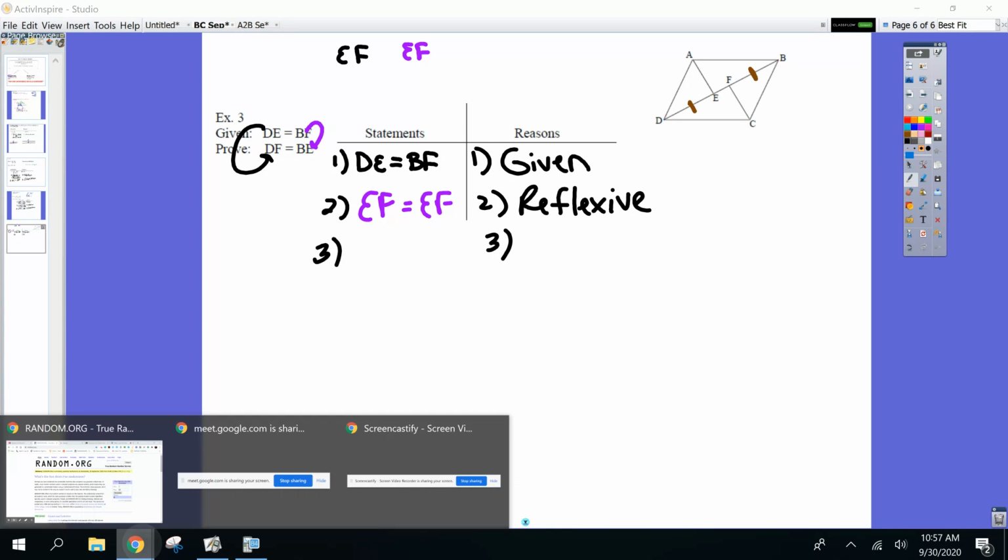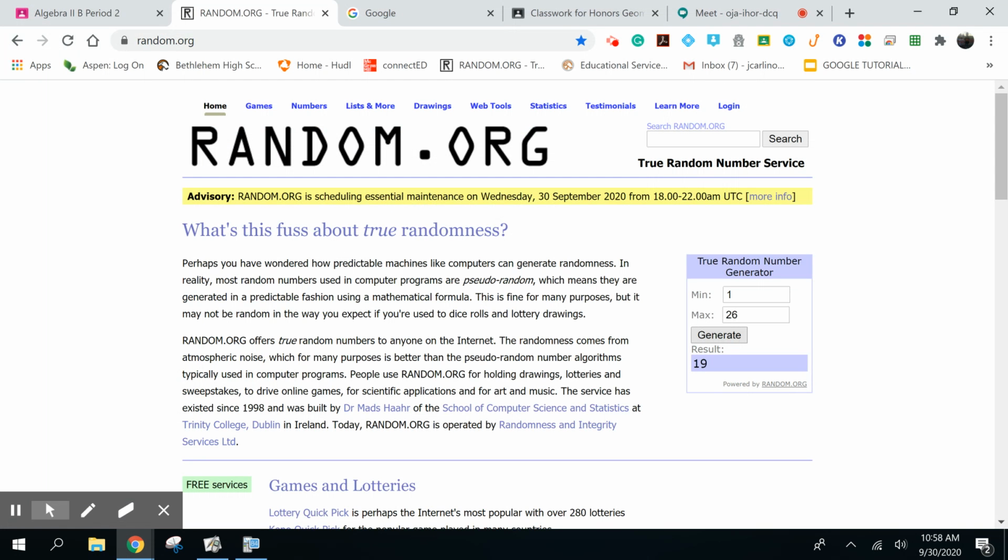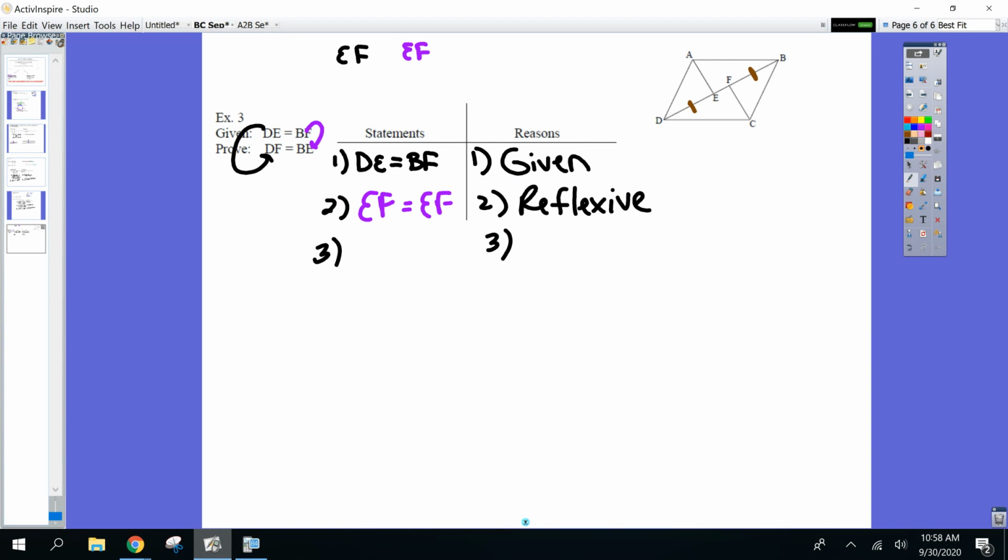Now I can add. So somebody out there, tell me what I'm adding together here. Sean, what do you want me to add together to get to the proof here? DE plus EF. EF is the same length as if I added BF and EF. Yep. Good job. And this is because of addition. The better you understand addition, subtraction is going to be a piece of cake tomorrow, except we're going to get smaller instead of bigger.